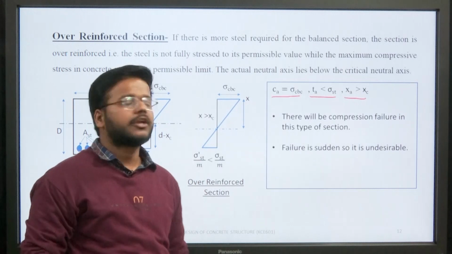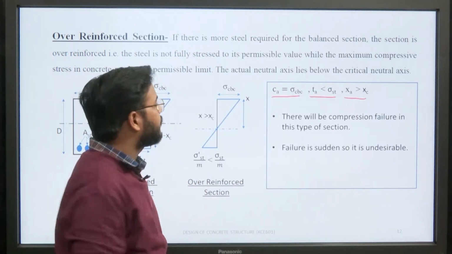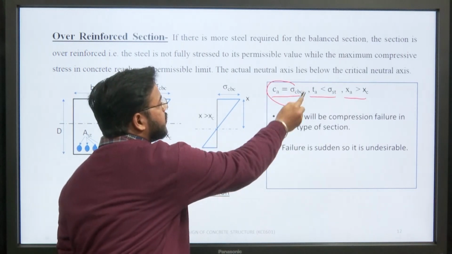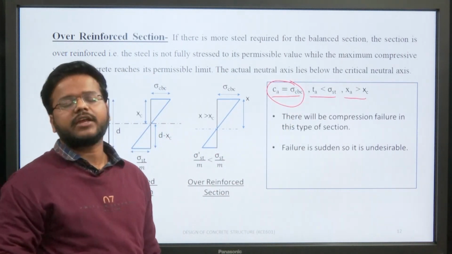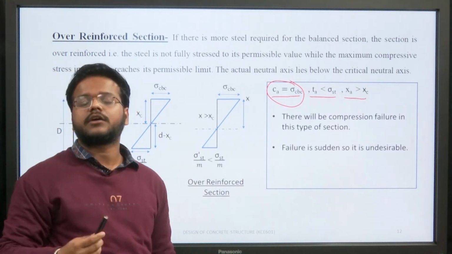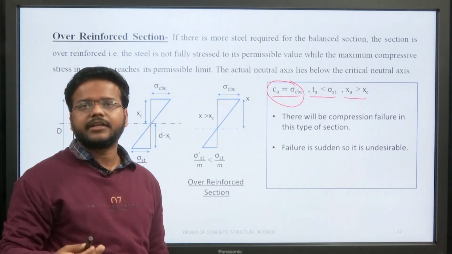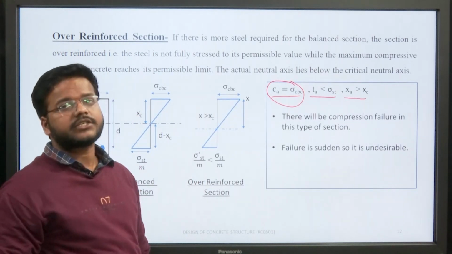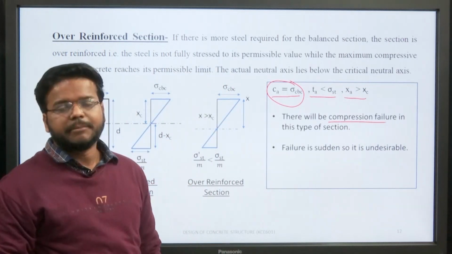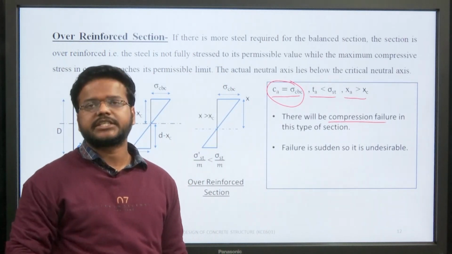In this type of section, you see that the permissible limit is reached in concrete first, so the concrete will fail if the loading exceeds. Concrete is brittle in nature, so in this type of section we generally see a compression failure, or brittle failure, which means concrete will fail first before the steel fails.